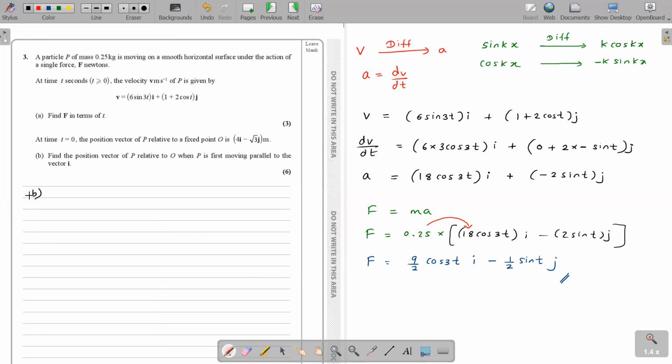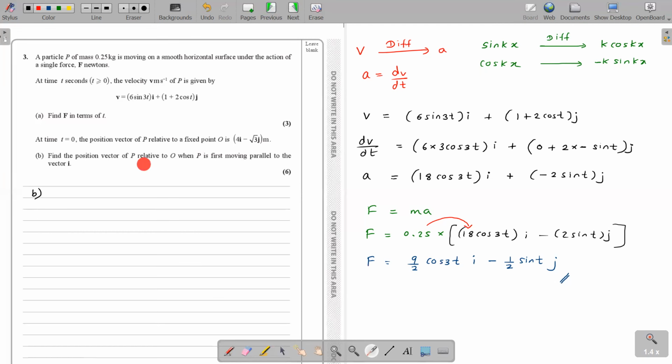Part B: at time 0, the position vector of P relative to a fixed point O is 4i minus root 3 j meters. So at time 0, they have given you the position vector. Find the position vector of P relative to O. Obviously, a position vector is measured with respect to the origin. When you have velocity in terms of i and j, how do we go to the position vector? If we integrate velocity, we go to the position vector. Velocity differentiated is acceleration. Velocity integrated is the position vector. The position vector is like the xy coordinate where the object really is.